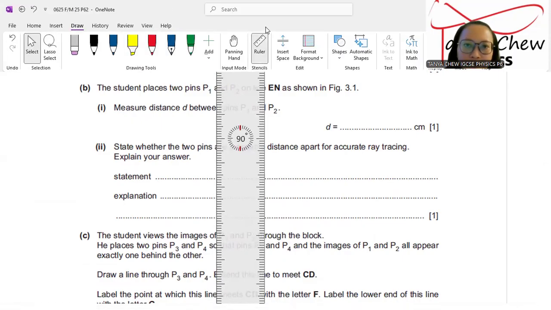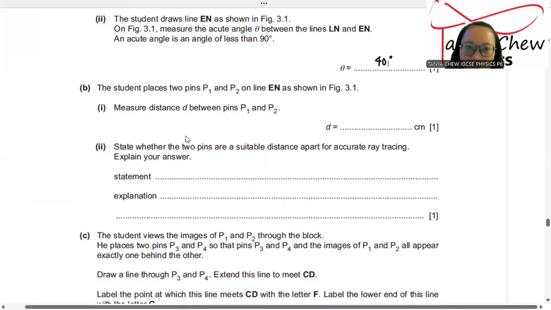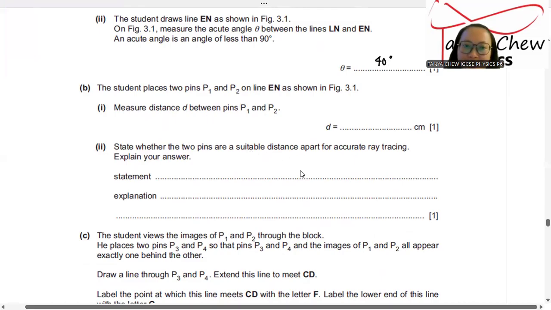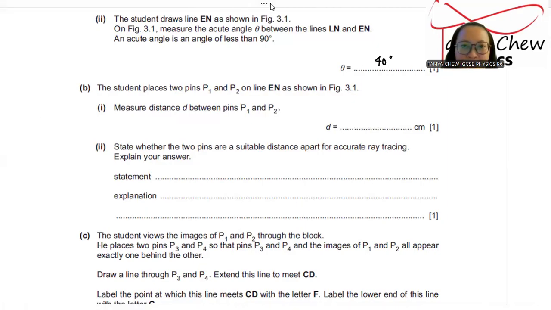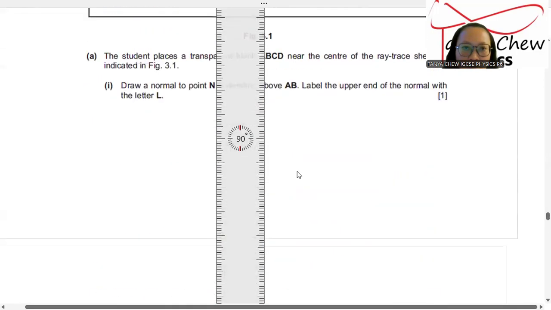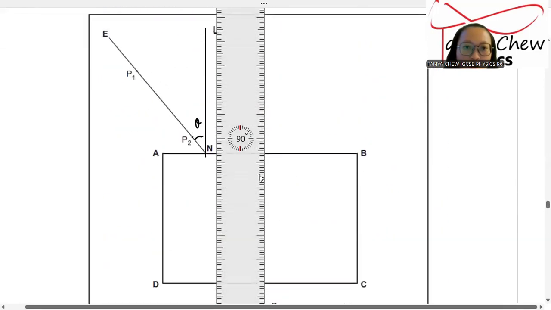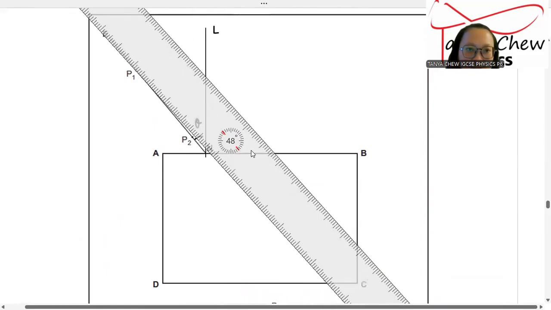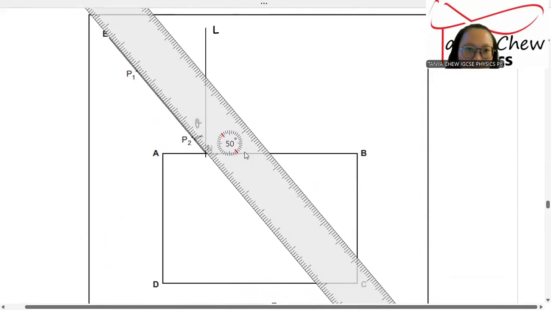Now, B, the student places two pins, P1 and P2, on line EN, as shown in Fig 3.1. First part, measure the distance D between pins P1 and P2. So what you are supposed to do is take out your ruler and place it exactly on P1 and P2. Let me see. Where is my P1? Where is my P2? Oh, there it is. So place your ruler on the exact line of P1 and P2.